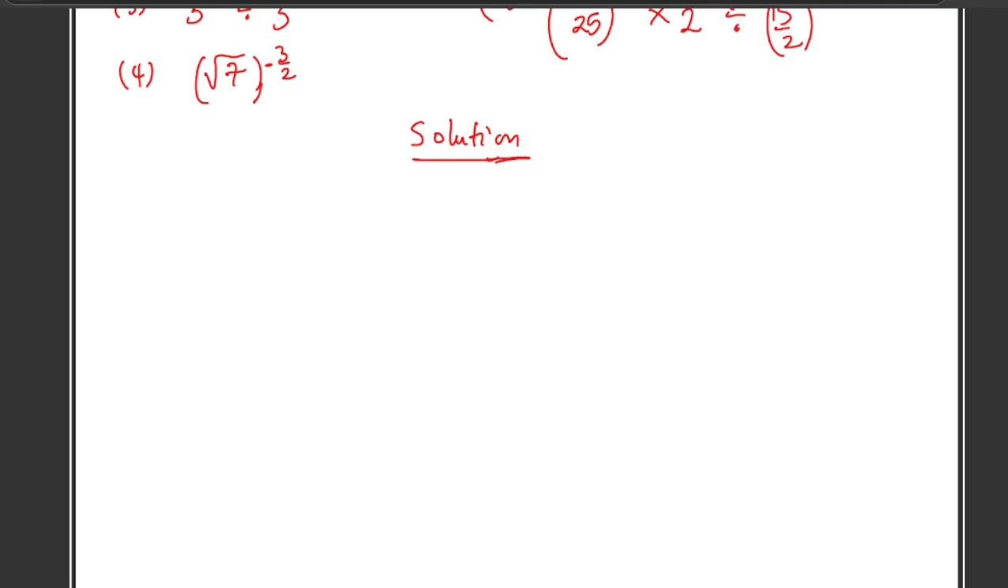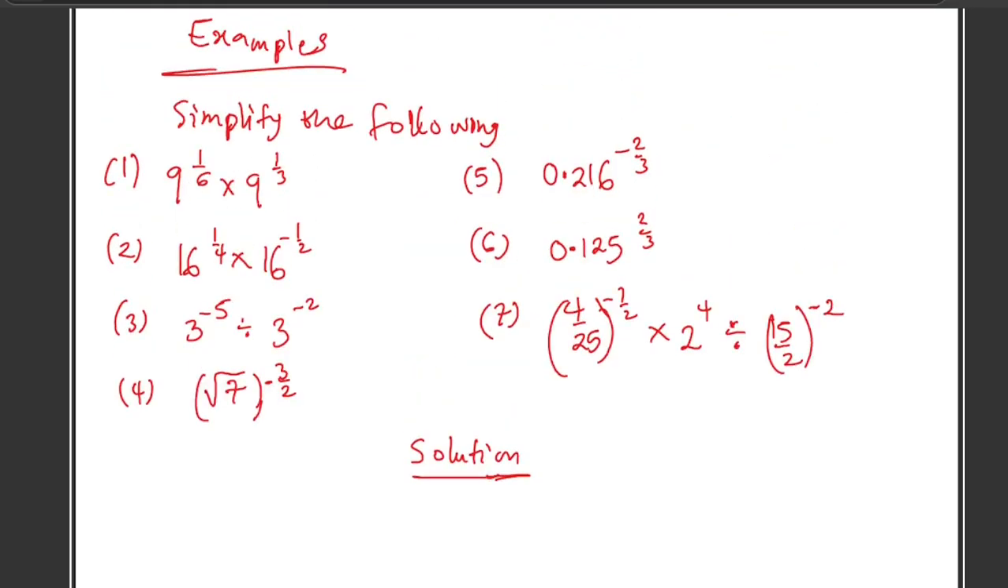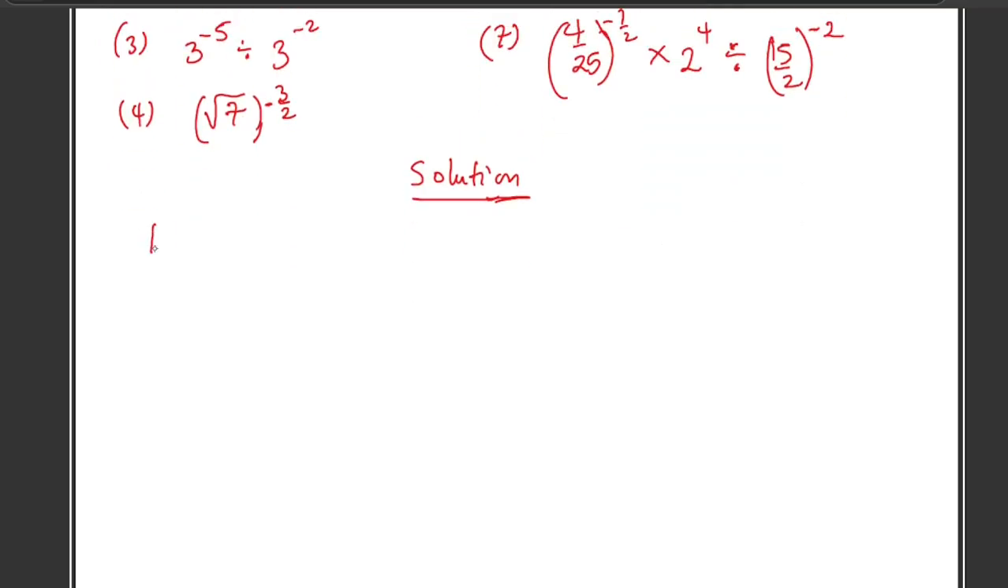First example here. We have 9 to the power 1 over 6 times 9 to the power 1 over 3. Writing the first law to simplify this: since we are multiplying and they have the same base, 9, it is simply equal to 9 to the power 1 over 6 plus 1 over 3.